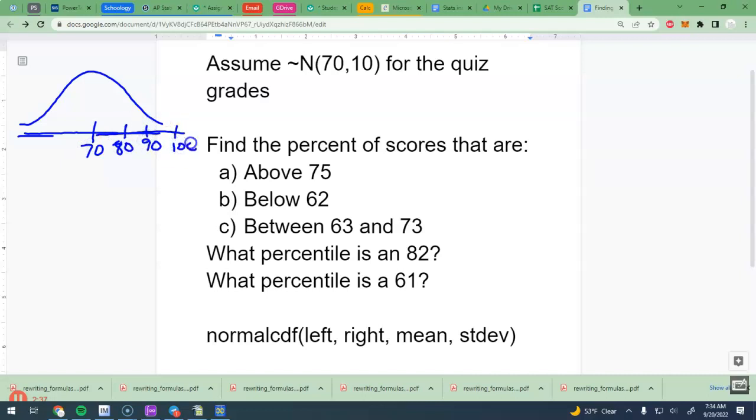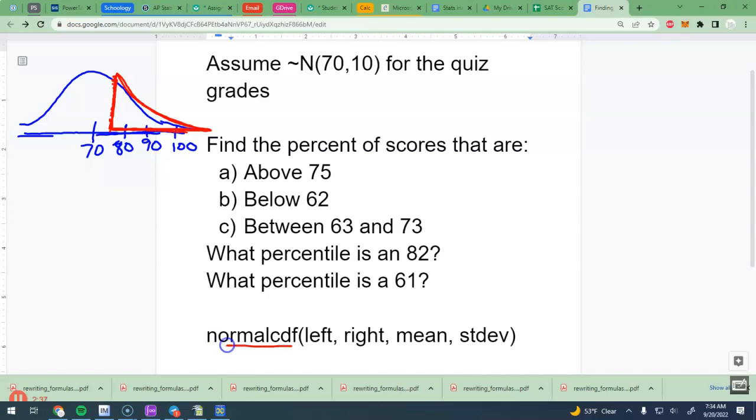So it'll look something like this. And I'm saying find the percent of scores that are above 75. So I want basically the size of that region. Remember, this whole thing adds up to 1. So is the answer I'm looking for going to be bigger or smaller than half? Smaller than half, right? Because 70 would be half, but I'm a little bit to the side of that.